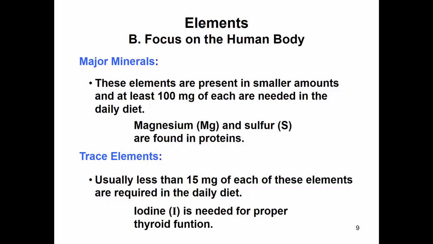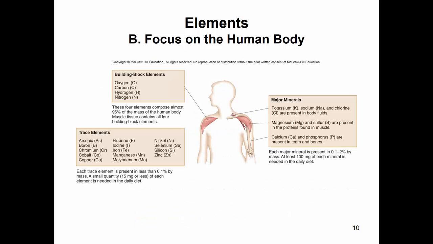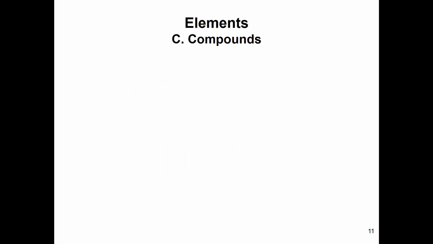And then some trace elements would be something like iodine, which is needed for proper thyroid function, but we just need a trace amount. Here kind of gives you some focus on the body. So here's our major building blocks we just mentioned. Here's some trace elements. You find these on the back of vitamin bottles, obviously, because some people need to supplement these elements in their diet by using vitamins. Okay, and here are some trace elements, and then some major minerals like potassium, sodium, magnesium. These we need at least 100 milligrams of each in the daily diet.